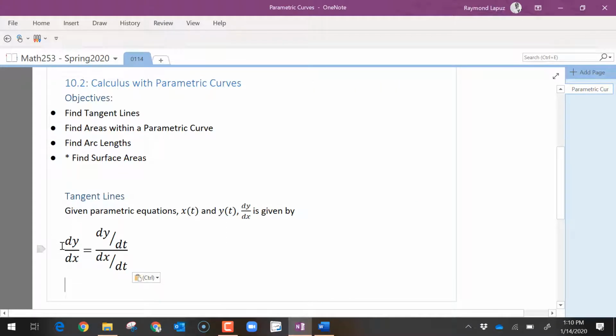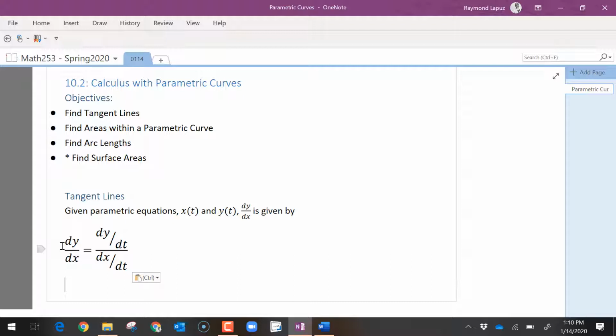For this section, we're in section 10.2. We're going to look for tangent lines, areas within parametric curves, arc lengths, and stuff like that, the stuff that we did in Calc 1 and 2. If you have a set of parametric equations x and y, your dy/dx is given by dy/dt divided by dx/dt.